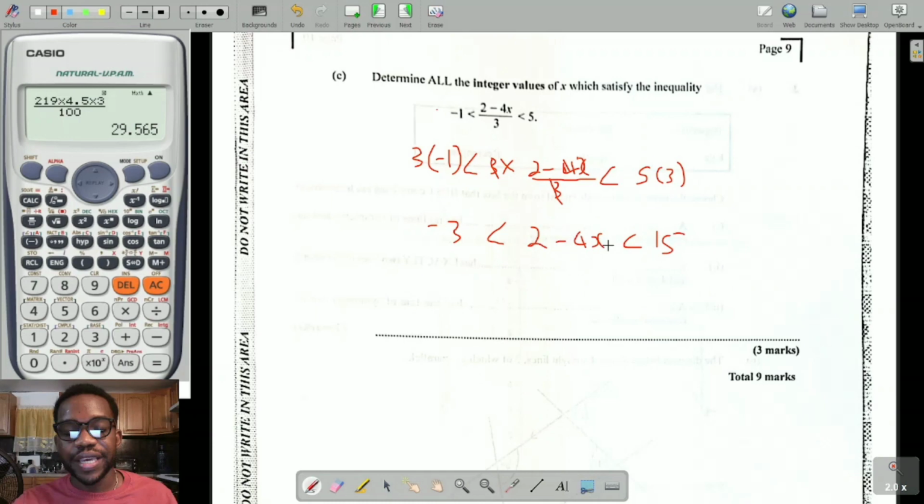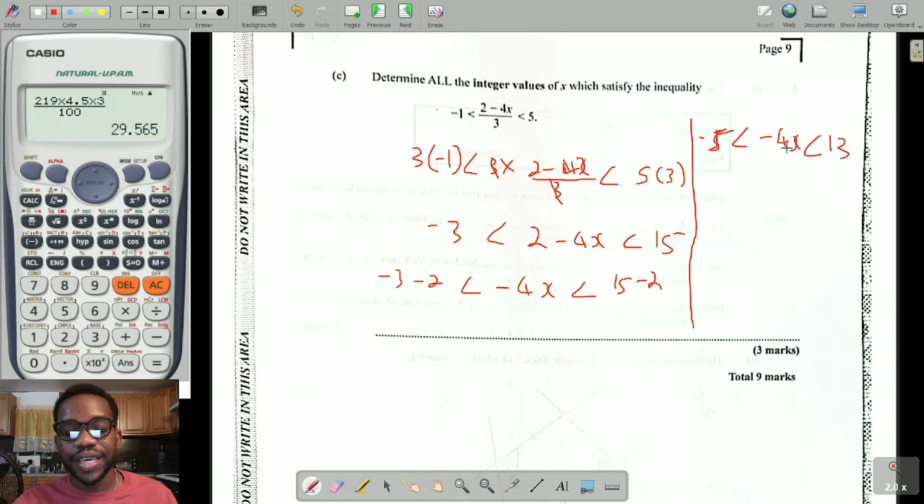Now what goes away? I need x. So of course I can't touch the minus 4 yet. I need to get rid of the 2, which is positive. So I'm going to subtract it. That also doesn't affect anything. So I have negative 3 minus 2. I take the 2 from here, so that's gone, leaving minus 4x. And I'm going to have 15 minus 2. So this boils down to negative 4x is greater than negative 5, but less than 15 minus 2, which is 13. That is good. Now here's where it becomes interesting.